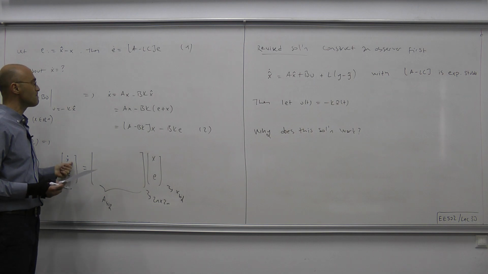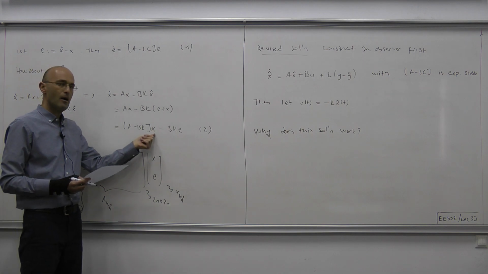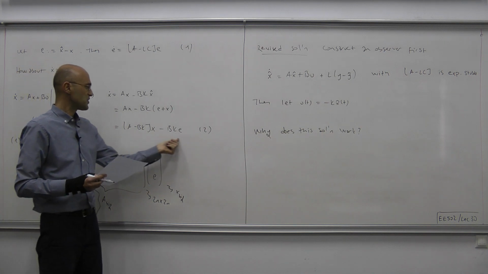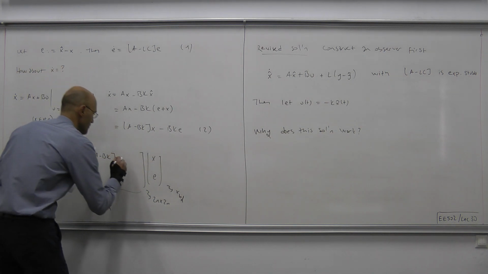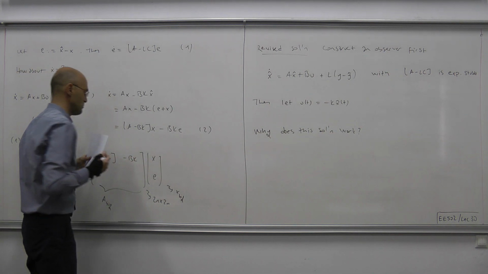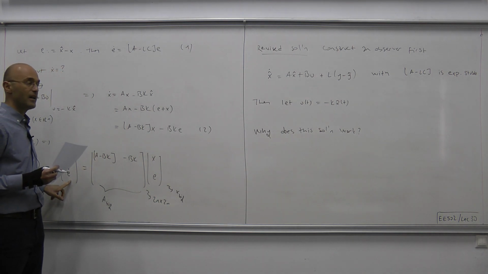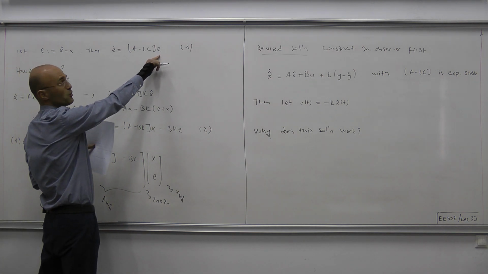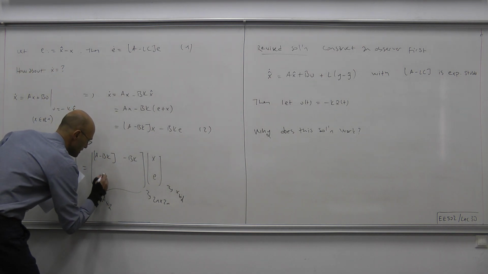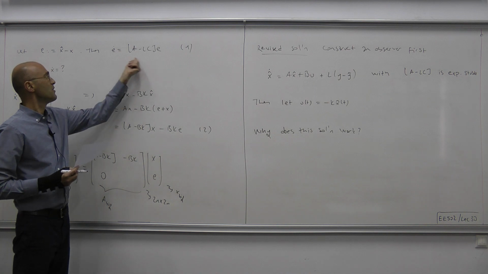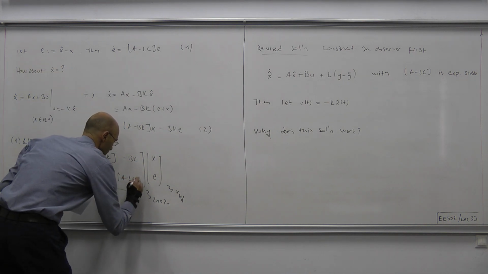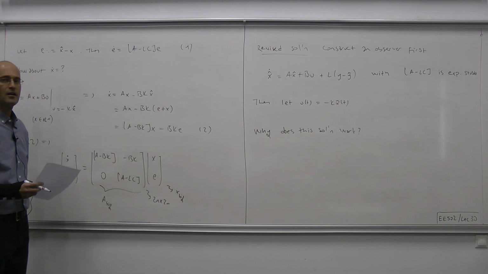Okay, so what's x dot? x dot is something times x. That something we put here: A minus BK, plus something times e, and that something we put here: minus BK. And how about the e dynamics? e dot only depends on e, therefore e dot equals 0 times x plus this times e. So we put that here: A minus LC. And this is the big matrix.